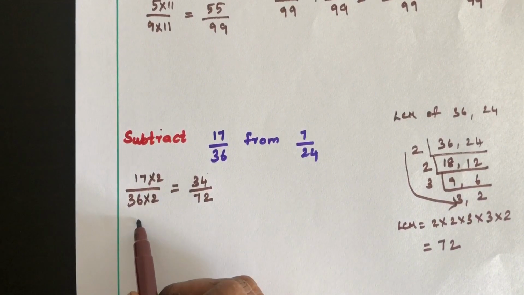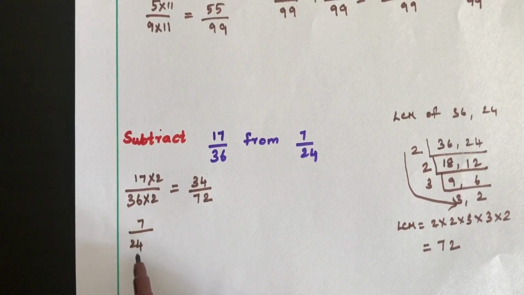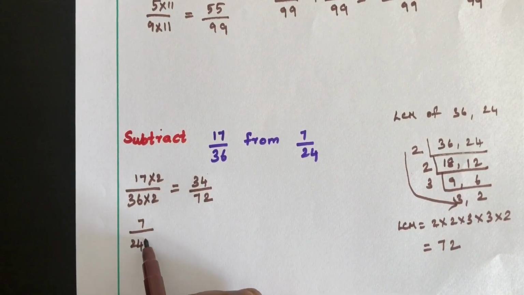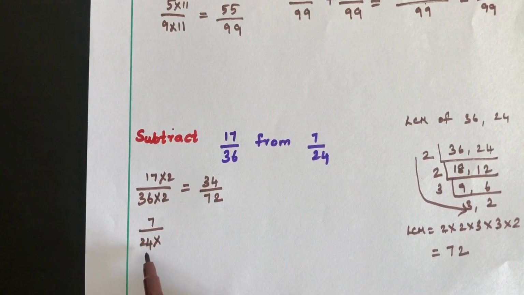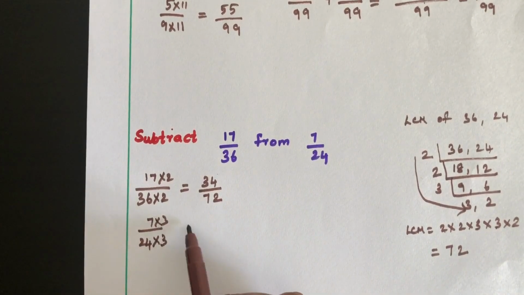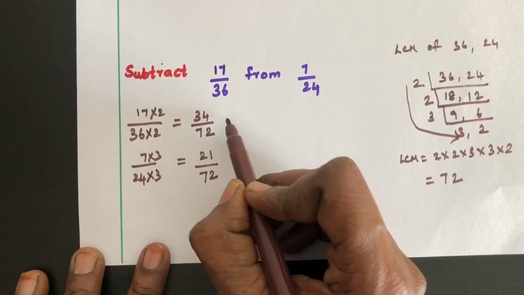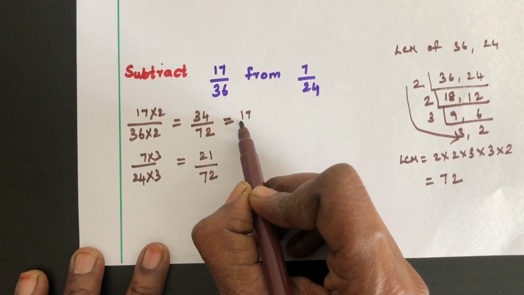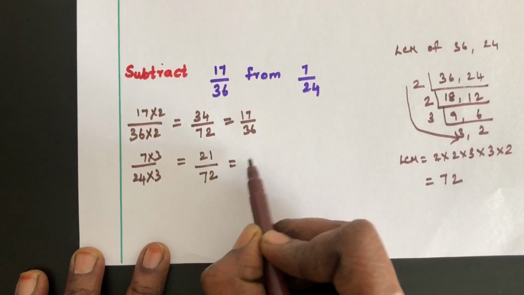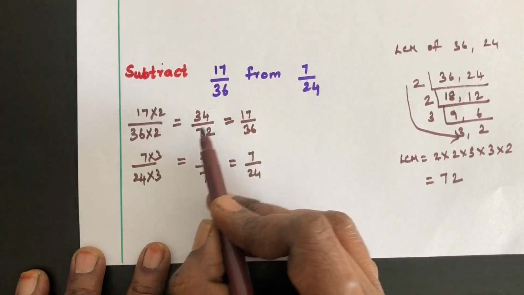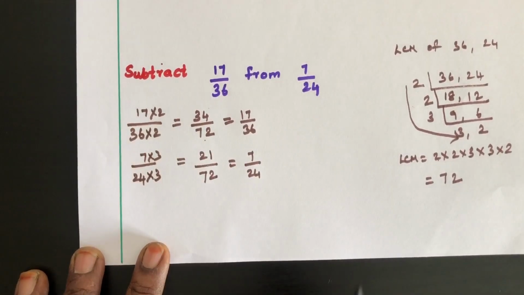Now 7 by 24. How to make this a denominator of 72? What is the number we need to multiply? Here we need to multiply it with 3. Here also 3. This is 21 divided by 72. This is equal to 17 by 36 only. Don't get confused. This is equal to 7 by 24. Both are equivalent, meaning equal.